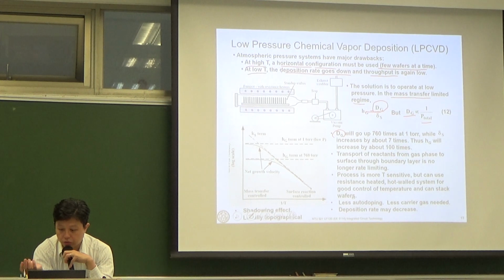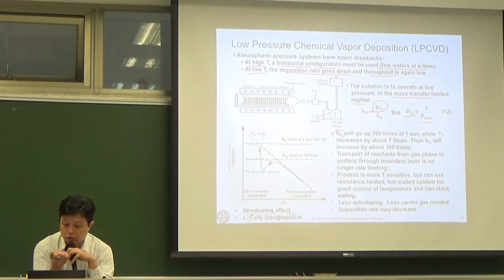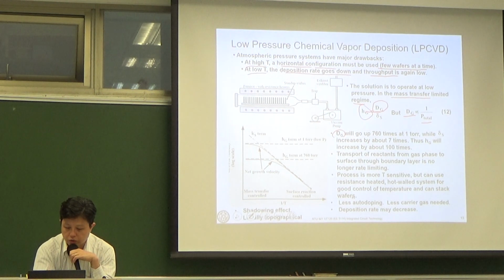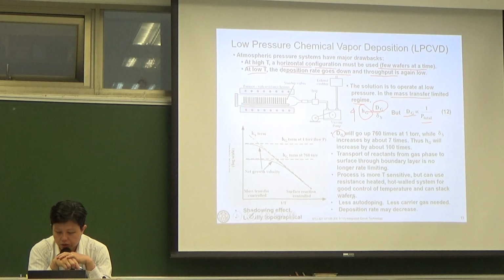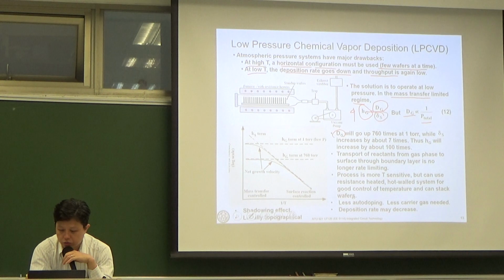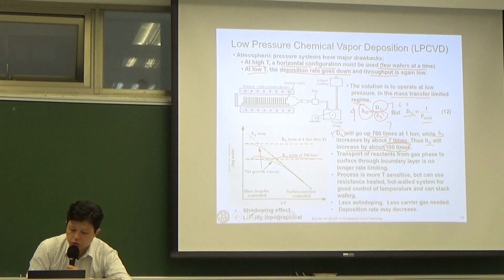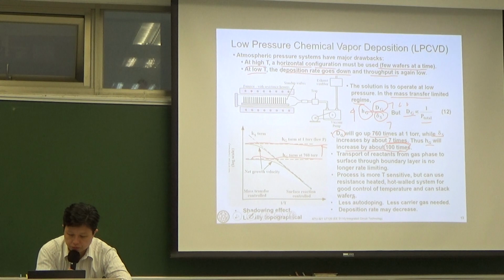Right? So at low pressure, your D can increase quickly, so you can increase this h_G quickly. But also your delta_S will increase. But one is increased like 760 times, and this delta_S is increased only 7 times. So the total h_G will increase by about 100 times. So we move from this h_G at 760 torr to this one at low pressure, 1 torr. So move this h_G up.